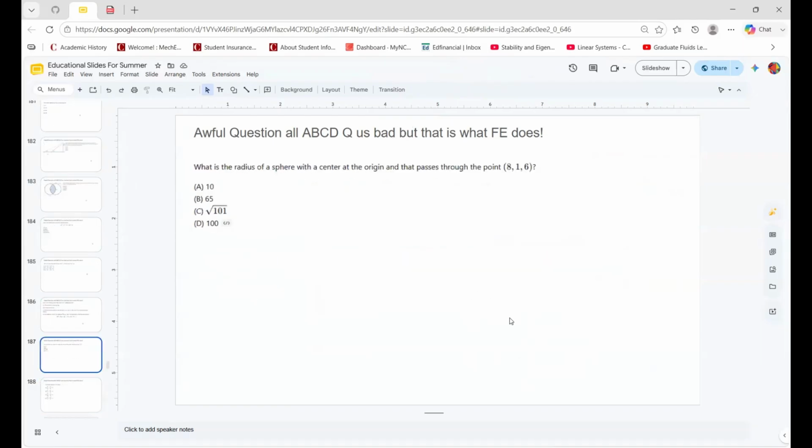Which of the following is the radius of a sphere? Oh, so circle doesn't count either. What is the radius of a sphere with a center at the origin? I refuse to believe that's correct. To a point. Oh, is it three-dimensional? So it's x, y, and z. Oh, that's interesting.